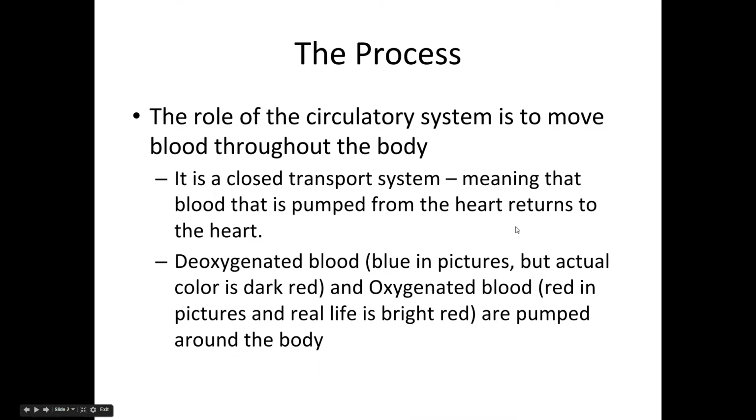Now, the role of the circulatory system is to move blood throughout the body. So, I mean, that's its primary role. It wants to move it. It wants to get it to all the tissues. It wants to deliver the oxygen that's on the blood. It wants to deliver the nutrients. It wants to take the waste out. I mean, it keeps every cell with the required nutrients that it needs.